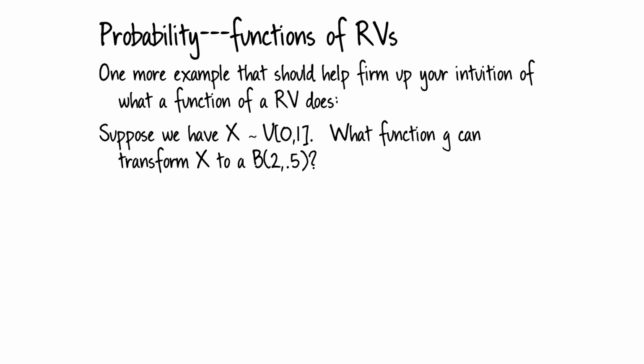And let me just do one more example that should help firm up your intuition of what a function of a random variable does. Okay? So suppose we have a random variable x, which has a uniform 0, 1 distribution. What function g can transform x to be binomial with parameters 2 and 0.5?